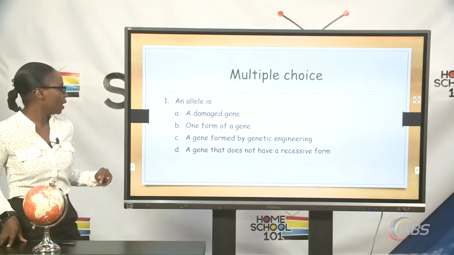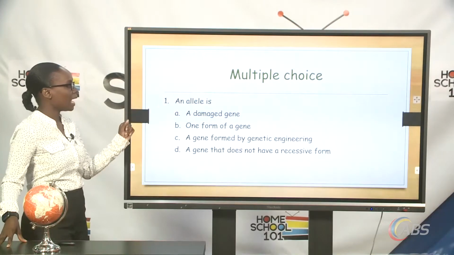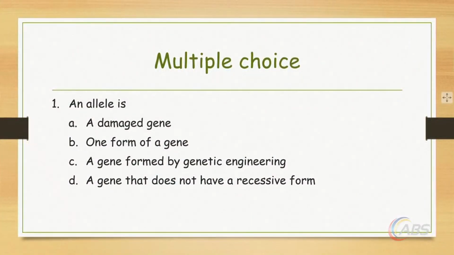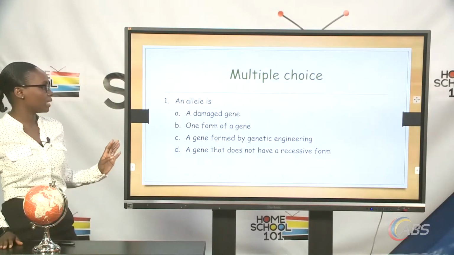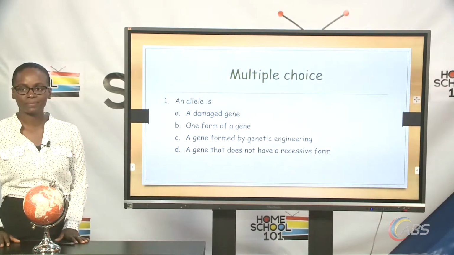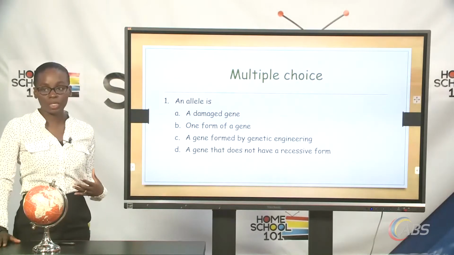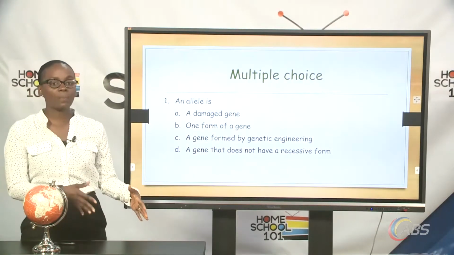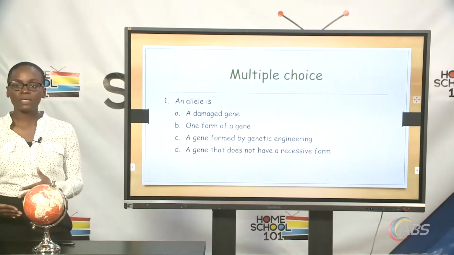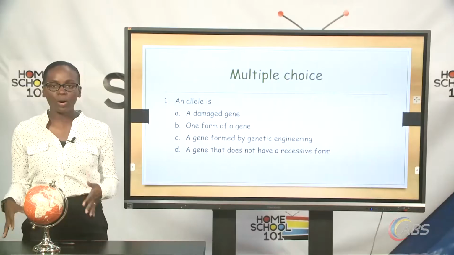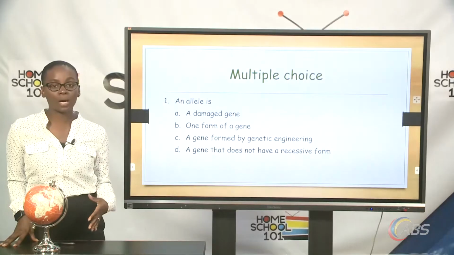Now, the first question is: an allele is a damaged gene, one form of a gene, formed by genetic engineering, or a gene that does not have a recessive form. So I'm going to give you like 10 seconds so that you can try and see if you can get the answer. So an allele is one form of a gene. Remember, we looked at genes as basically characteristics, and some of these characteristics can have a dominant or a recessive part to it, and those parts are called the alleles.